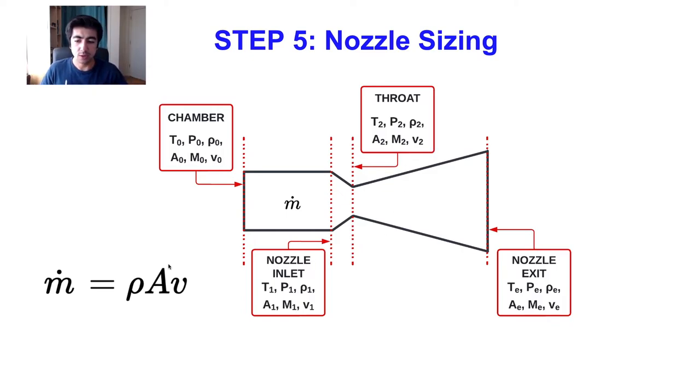The main equation we'll use to find these different areas is the mass flow rate equation, right? Mass flow rate equals density times area times velocity. We'll figure out the mass flow rate, which is constant throughout the engine, and we can figure out at different points what the density of our exhaust gas is, right?